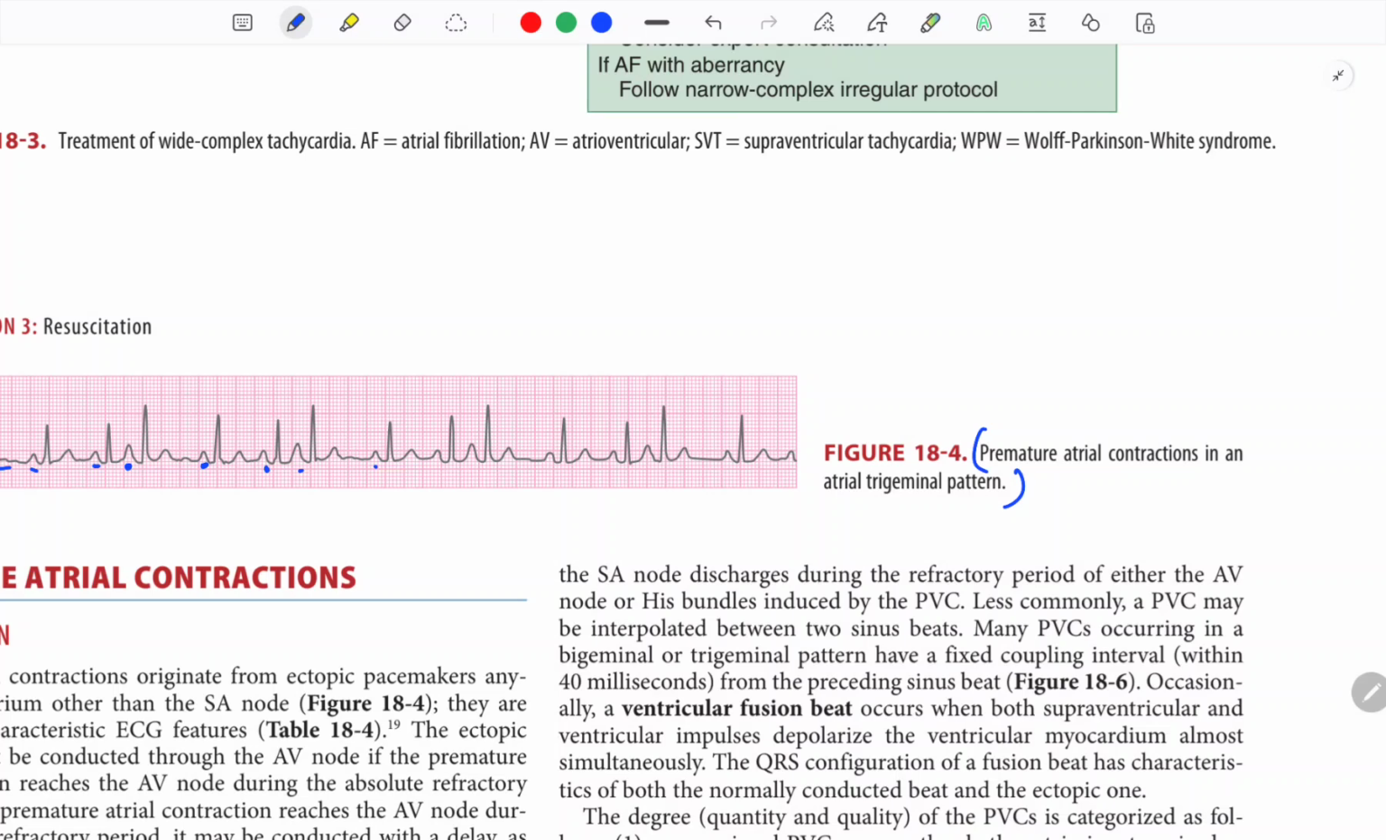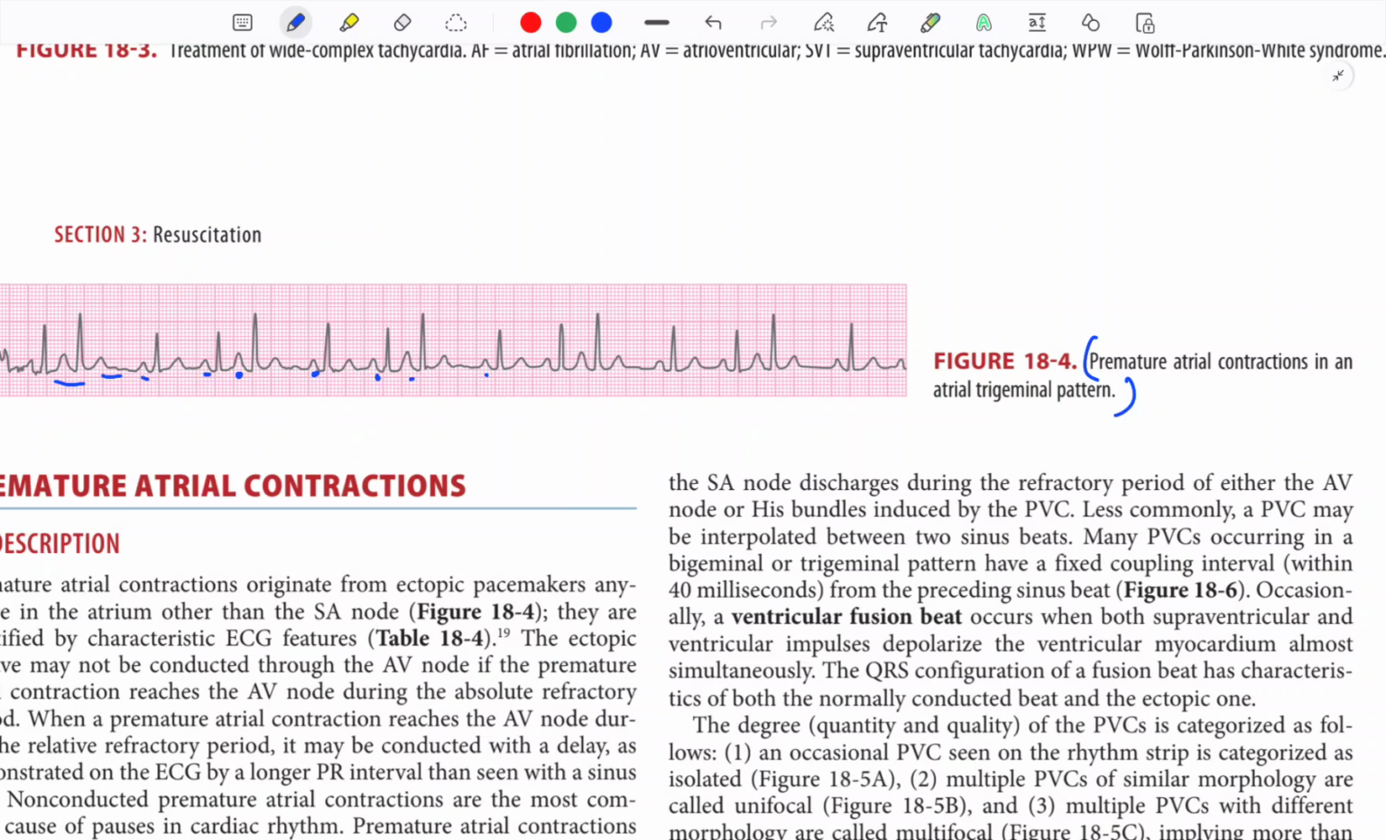So it may be premature atrial contraction originating from an ectopic pacemaker anywhere in the atrium other than the SA node. There is a characteristic ECG feature: the ectopic P wave may not be conducted through the AV node if the premature atrial contraction reaches the AV node during the absolute refractory period. So you may find some P waves that are not conducted. When a PAC reaches the AV node during the relative refractory period, it may be conducted with a delay sometimes.